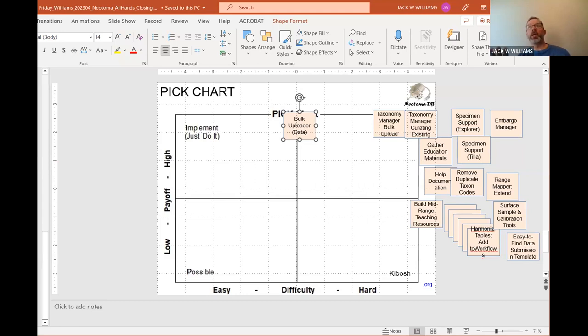Comments on that? I don't want to rush this. So in terms of where I've placed bulk uploader, Simon or others, any thoughts about that?